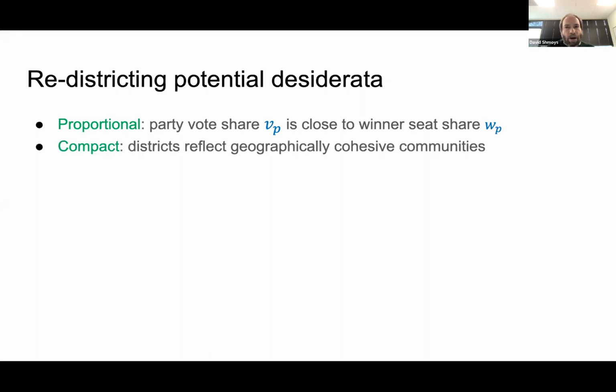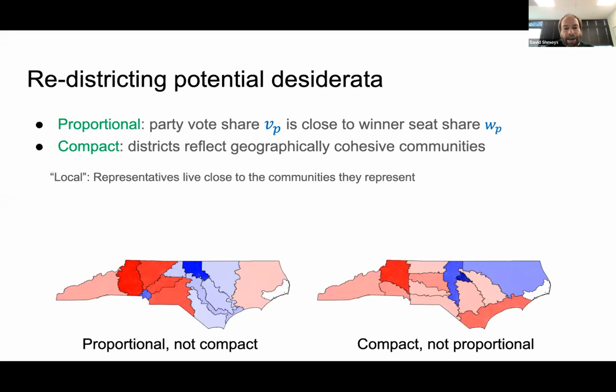Another criterion, which is often part of the discussion, is that districts should geographically reflect cohesive communities. This gets translated formally into notions of compactness, and there are many ways of thinking about compactness. The underlying reason is the historical notion that representatives who come from a district should be local and live close to the communities they represent. Compactness is often used as a proxy for unbiased and fair districting, but it's important to bear in mind that proportionalness and compactness are competing metrics.